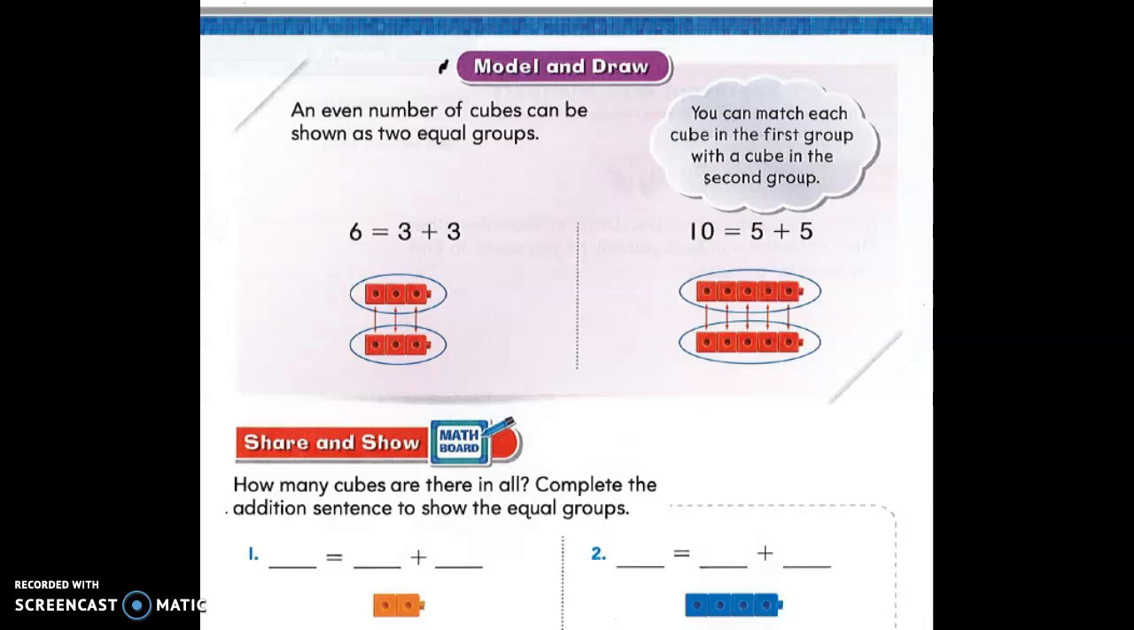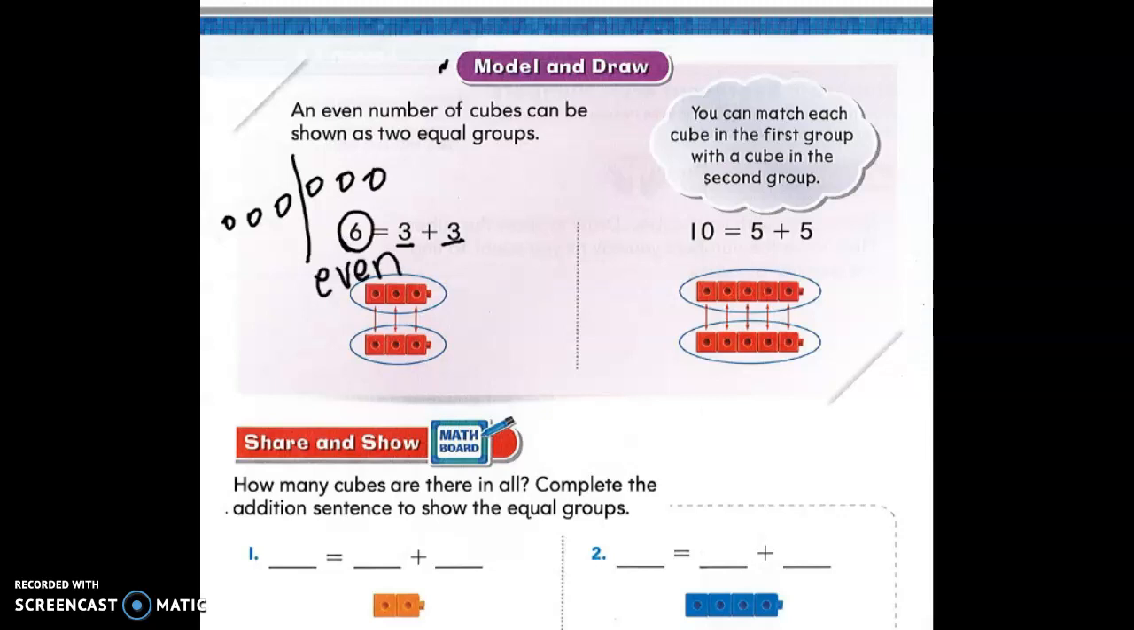So before, we were doing buddy pairs, and we were pairing them off into 2. But if you have a number, say 6 cubes, 1, 2, 3, 4, 5, 6, I can make 2 equal groups. So then I split it in half. So there's 3 in one group and 3 in another group. So think that's doubles. 3 plus 3 equals 6. So 6 is an even number.